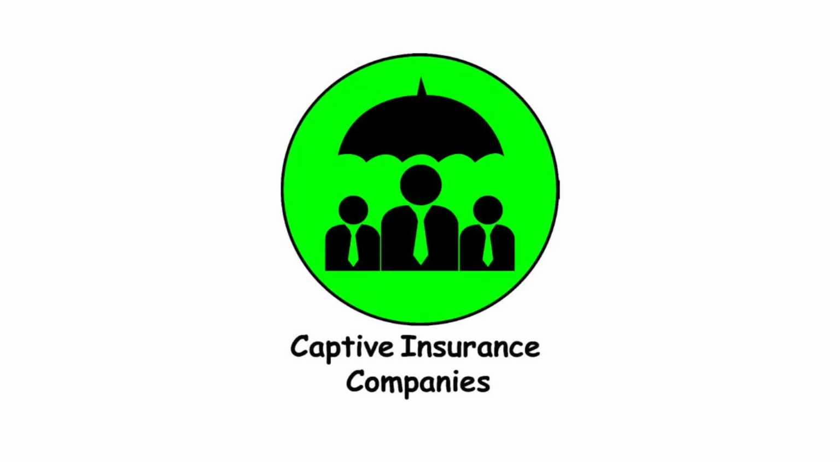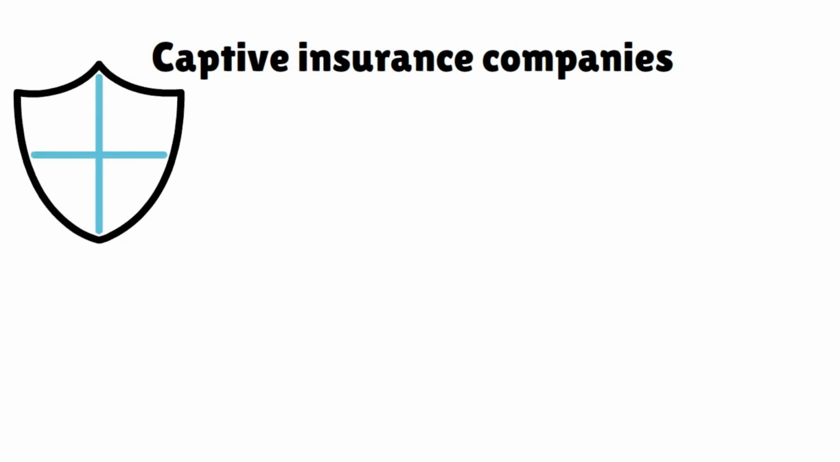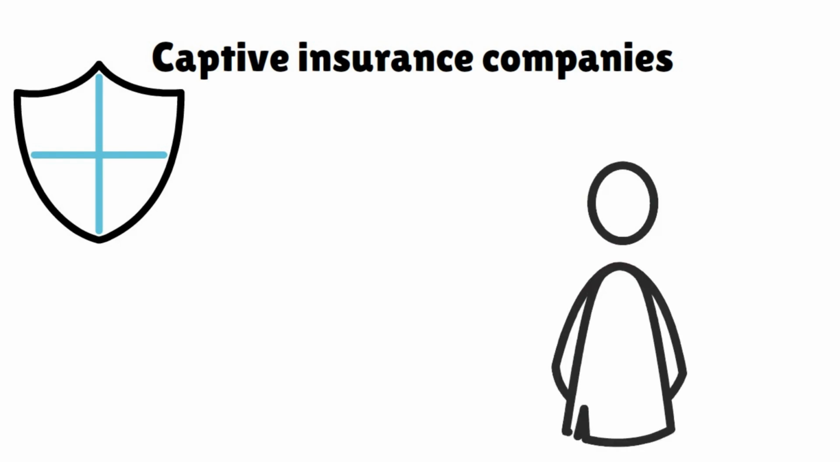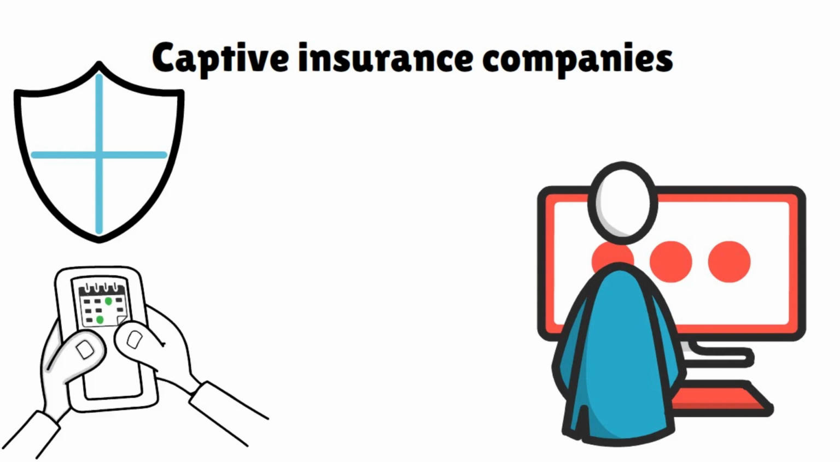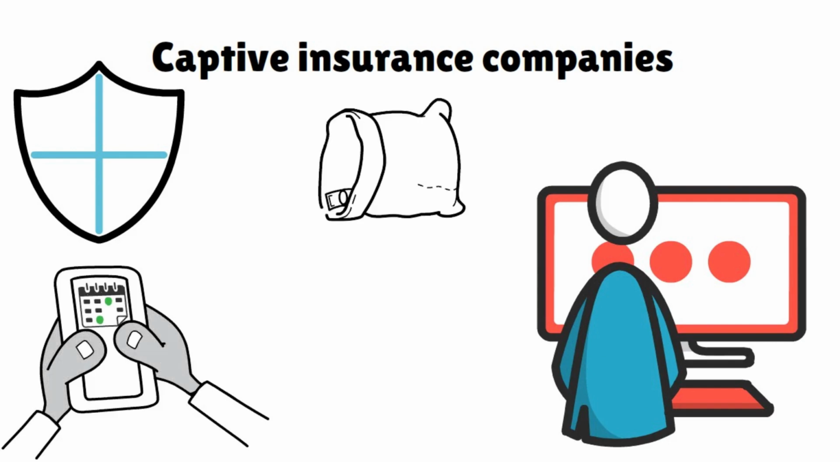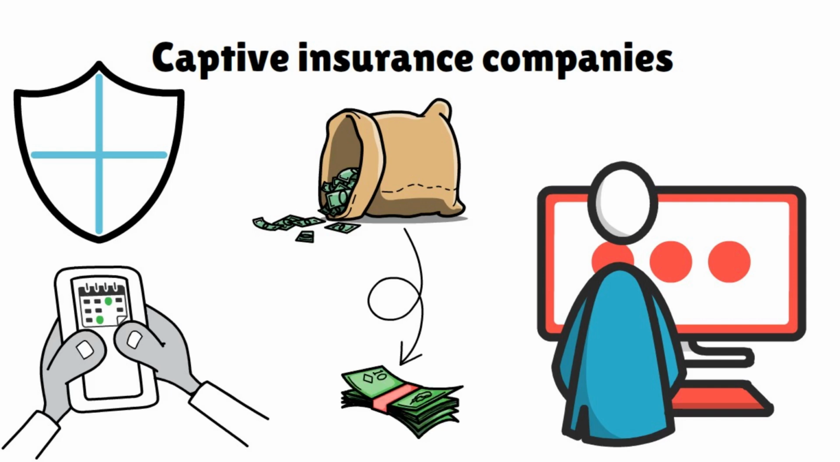Captive insurance companies. Captive insurance companies are subsidiaries established by larger corporations to provide insurance coverage for risks within the parent company or its affiliates. While captive insurance can serve legitimate risk management purposes, they are sometimes used for tax planning and profit sharing by charging inflated premiums to shift profits to low-tax jurisdictions.